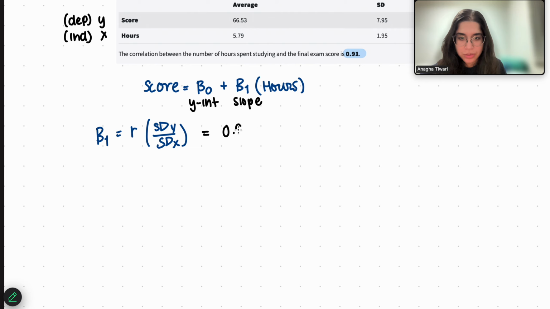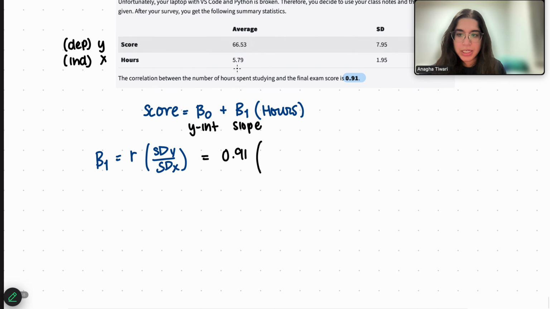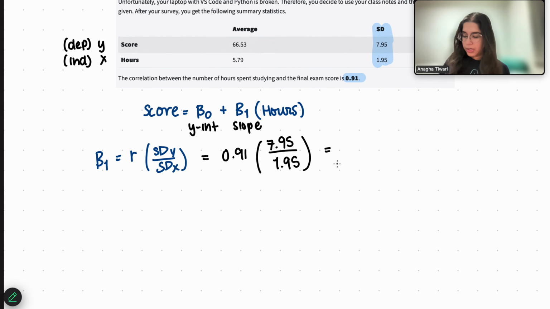So this is going to be 0.91 times the standard deviation of our y variable, which is 7.95, right? So again, we're looking at this standard deviation column here. So it's going to be 7.95 divided by the standard deviation of our x, which is 1.95, right? And if we put that in our calculator, 7.95 divided by 1.95 times 0.91, that's going to be around 3.71 as our slope, right?